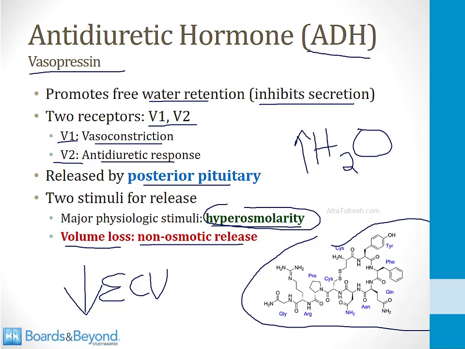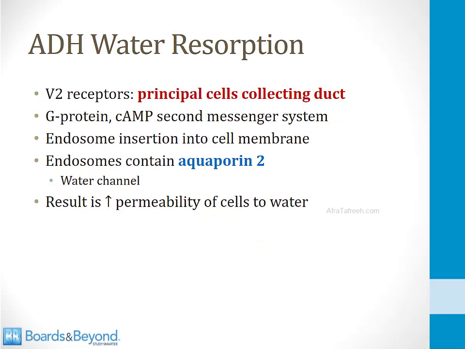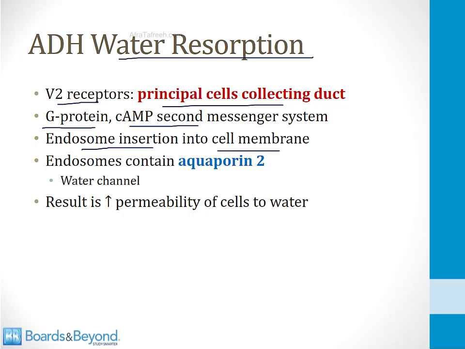This is a life-saving intervention. Basically, the body is detecting dangerously low circulating volume, and it's ignoring the serum osmolarity and just releasing ADH to try and conserve and hold on to water. The way that ADH stimulates water resorption is by acting on V2 receptors in the principal cells of the collecting ducts. These receptors are G protein linked with a cyclic AMP second messenger system, and once the V2 receptors are activated by ADH, an endosome is inserted into the cell membrane. I'll show you a picture of that in a second. The endosomes contain a water channel called aquaporin 2, and as a result of these channels being inserted into the principal cells, there's more permeability of those cells to water.